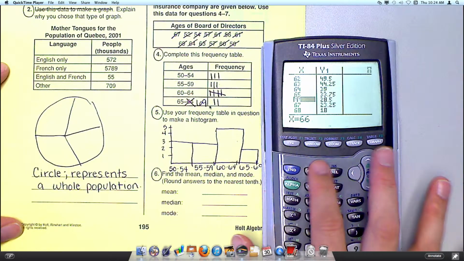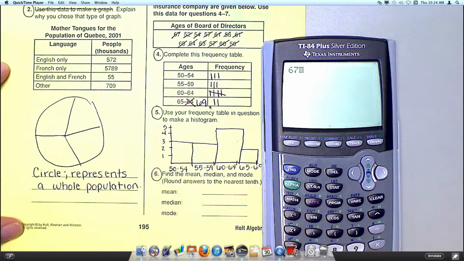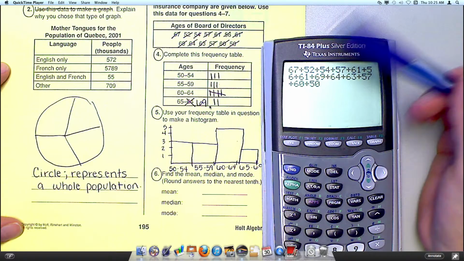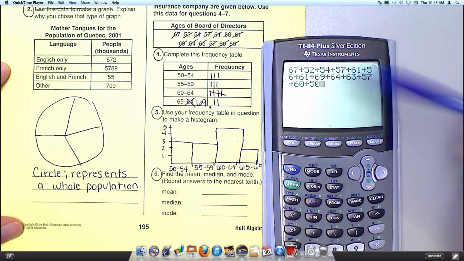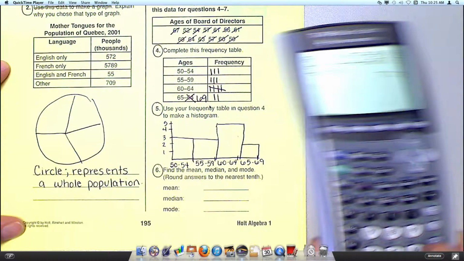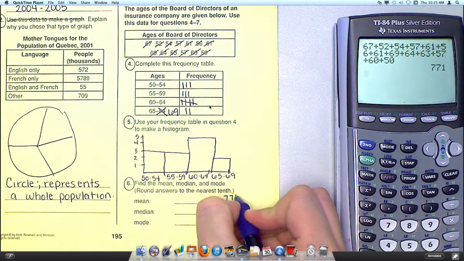So, whoops. 67 plus 52 plus 54, 61. Whoops. Okay, and then right here on your screen, I would count and make sure you have 13. 1, 2, 3, 4, 5, 6, 7, 8, 9, 10, 11, 12, 13. When I add them all together, I get 771. Is that my mean? No.